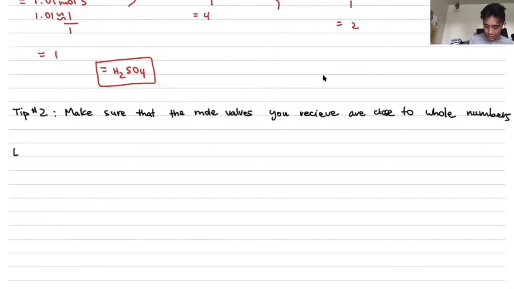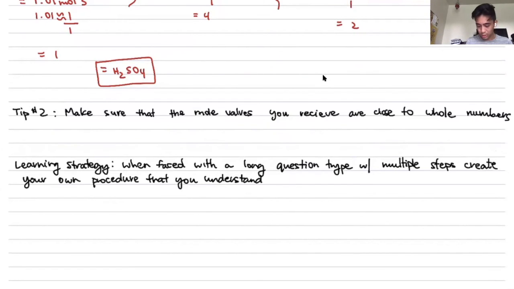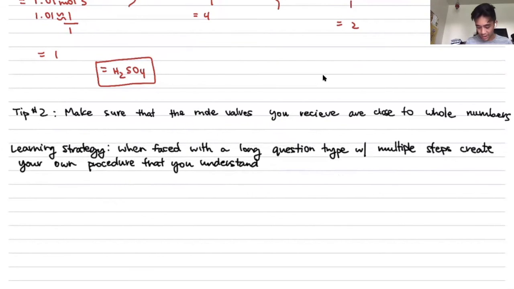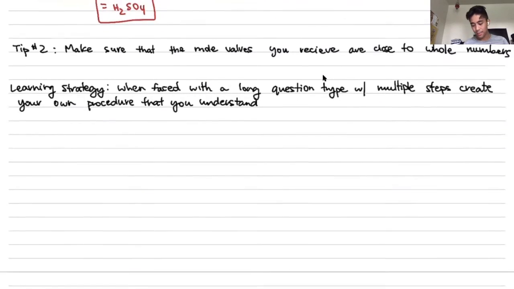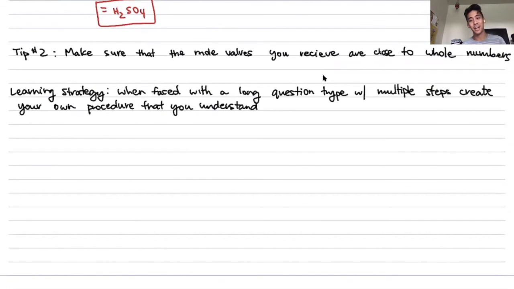Okay. And the last thing I want to leave y'all with is a cool learning strategy that we can apply to this question and many questions that you'll be finding in Chem 6B and Chem 6C, which is this. Here, let me copy and paste it. Learning strategy number one. Definitely try to use this, and it helped me a lot, especially in chemistry when I was taking it. When faced with a long question type with multiple steps, create your own procedure that you understand. Just make a series of steps that make sense to you.